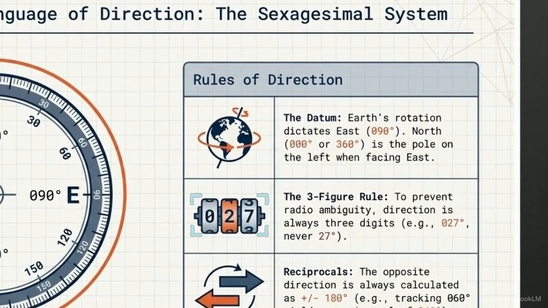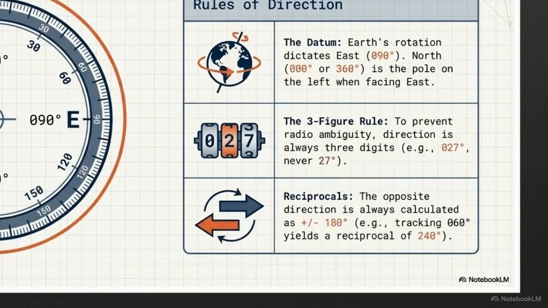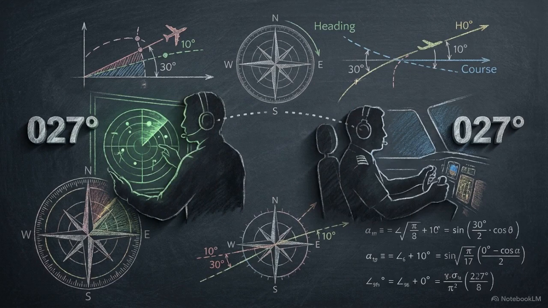Every direction must contain exactly 3 digits. You never declare a heading as 27 degrees. A dropped syllable could make 27 sound like 270. Say 027, eliminating ambiguity. The panel at the bottom right outlines reciprocal headings. You add 180 to your current heading if under 180 degrees, and subtract 180 if over. The three-figure rule functions as a global safety standard, ensuring air traffic control and pilots maintain identical mental models during high-stakes maneuvers.